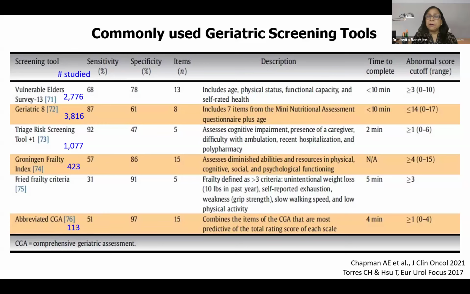So there are a few very popular screening tools in geriatric oncology. Though these tools cannot replace the geriatric assessment, at least they can pick up the vulnerable domains in an elderly patient so that we can focus more on those domains. The main tools that are used very popularly are the Geriatric 8 or the G8, Vulnerable Elders Survey, VES-13, the Triage Risk Screening Tool, the Groningen Frailty Index, or the abbreviated CGA.